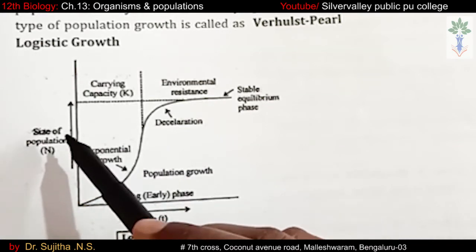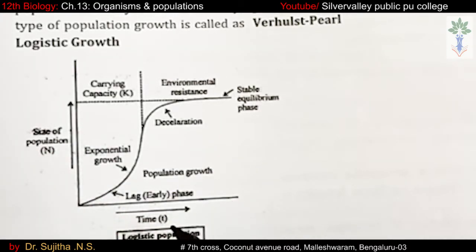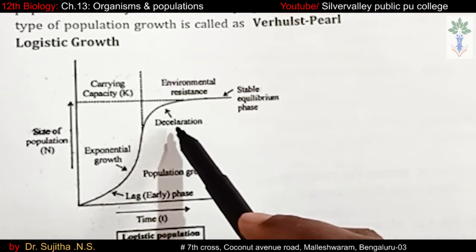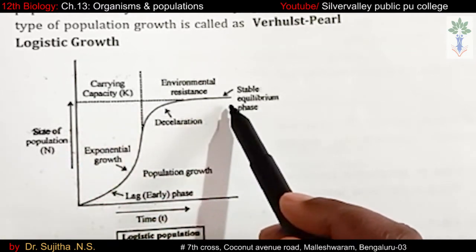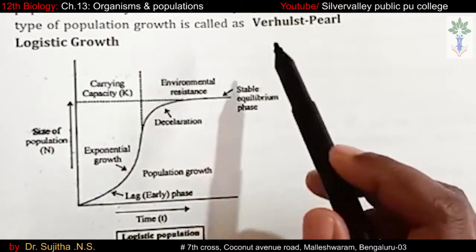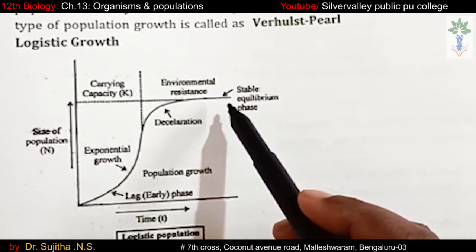So here in this graph you can see the y-axis represents the size of the population and the x-axis represents the time. Initially the population shows the lag phase where the growth of the population has just begun. Then it is followed by the phase of acceleration where the exponential growth of population happens, leading to the deceleration. Here the growth of the population starts to slow down, finally leading to asymptote, which is the carrying capacity of the nature. Otherwise it is also called the stable equilibrium phase. So this is the Verhulst-Pearl logistic growth, and this curve is obtained when the resources are limited in nature.